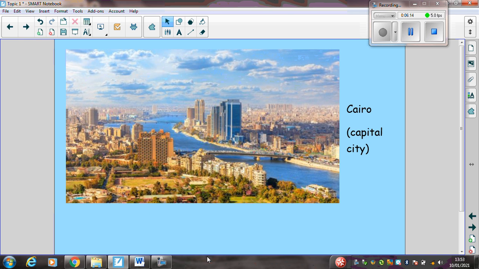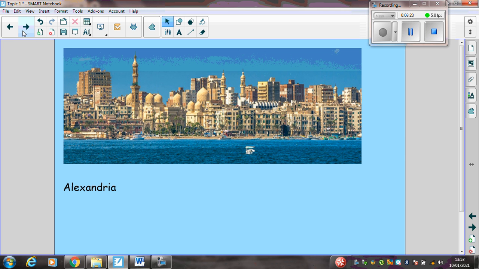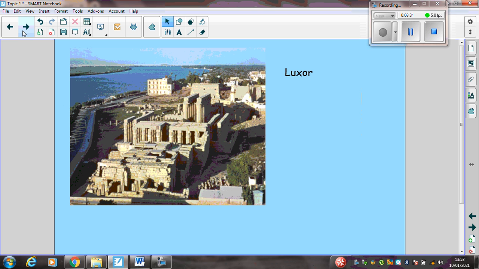So this is Cairo, the capital city, very heavily populated. This is Alexandria. Again, quite a heavily populated area. This is Luxor. This is more of a historical setting in Egypt. There are obviously people that live there, but a lot of the historical temples and things like that can be found in this area.